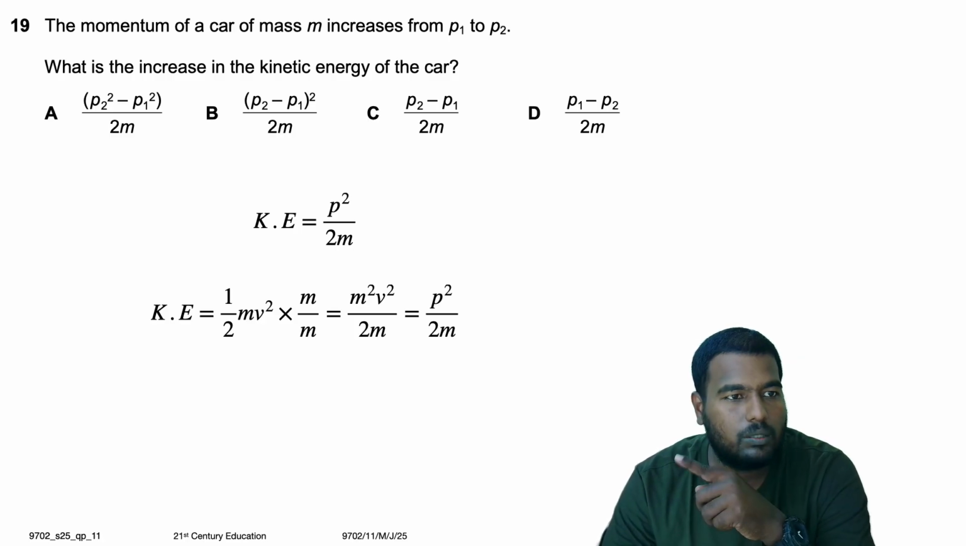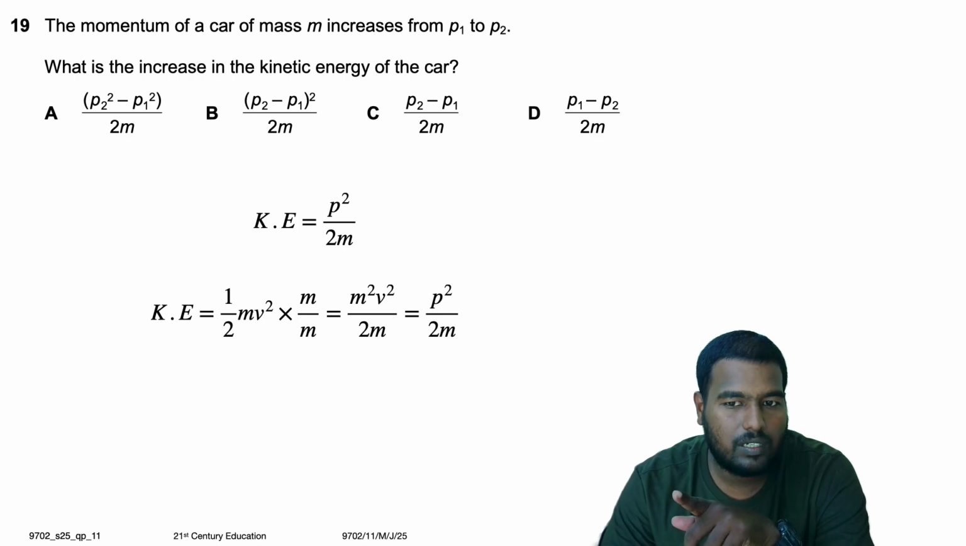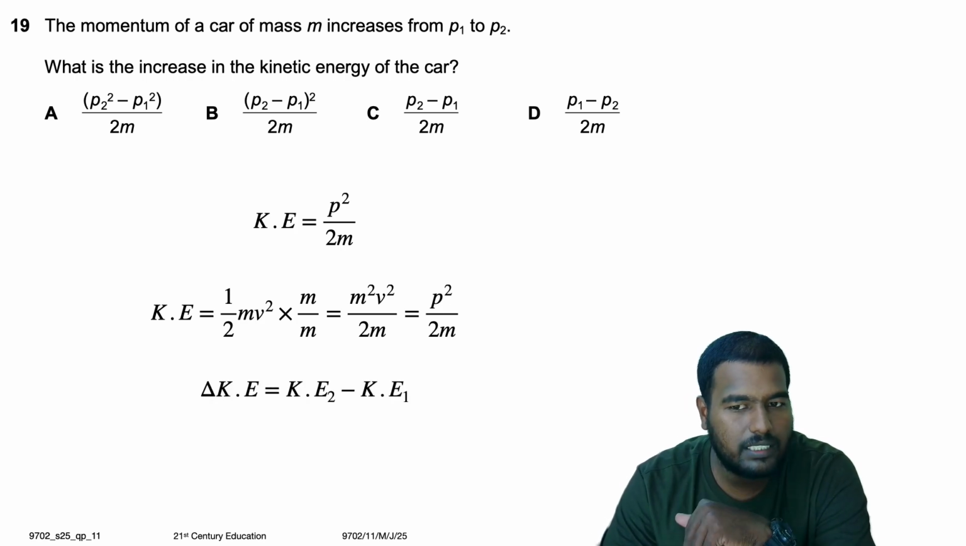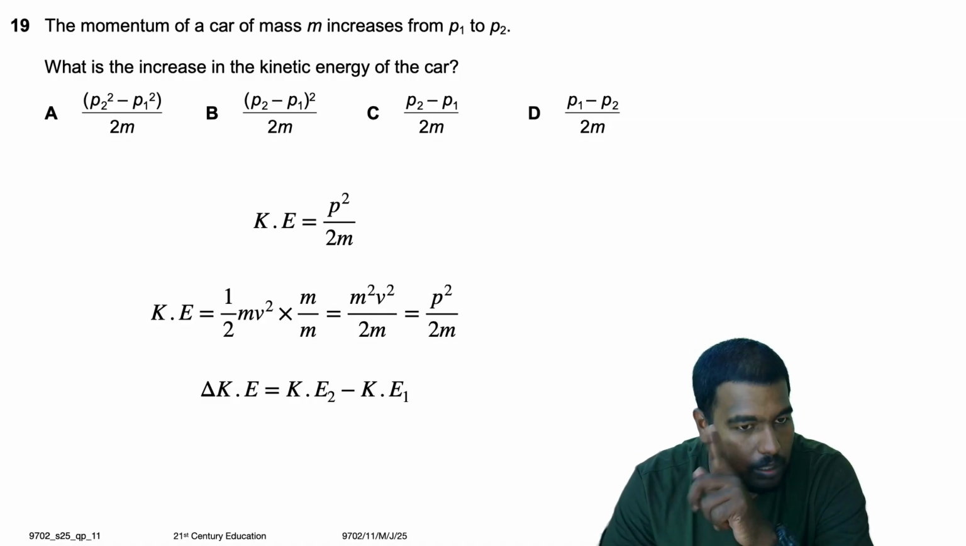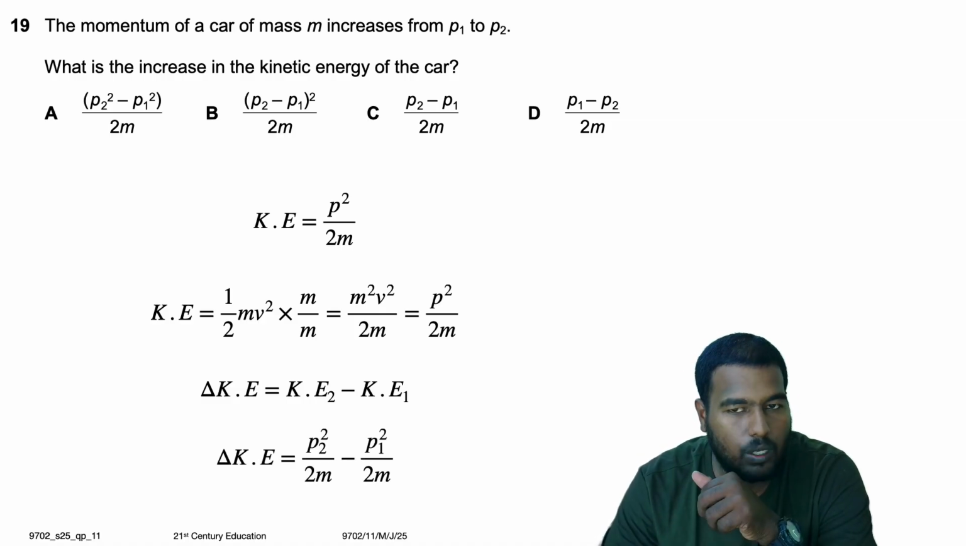Okay, so what they're asking is, what is the increase in kinetic energy of the car? So it's final kinetic energy minus initial kinetic energy. So final momentum square by 2m minus initial momentum square by 2m. So option A.